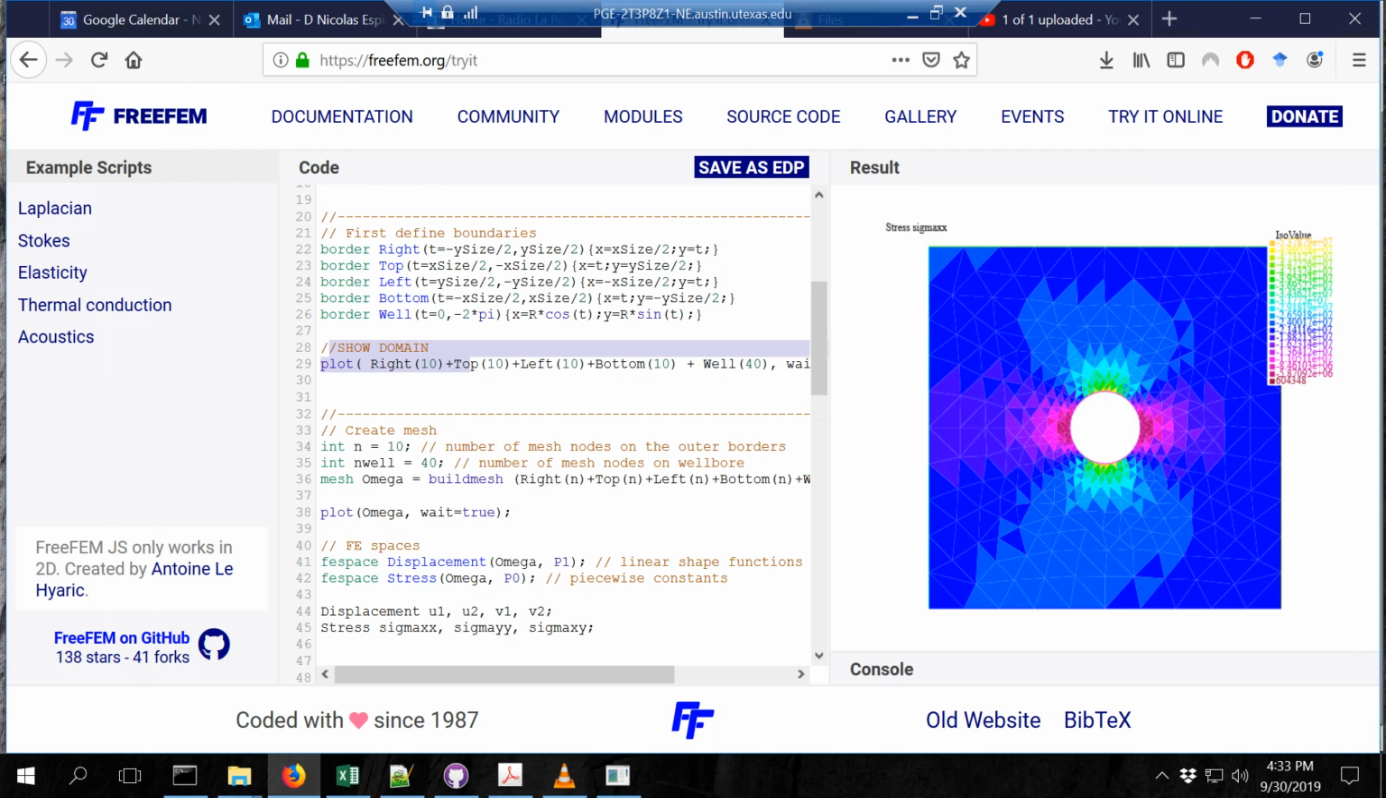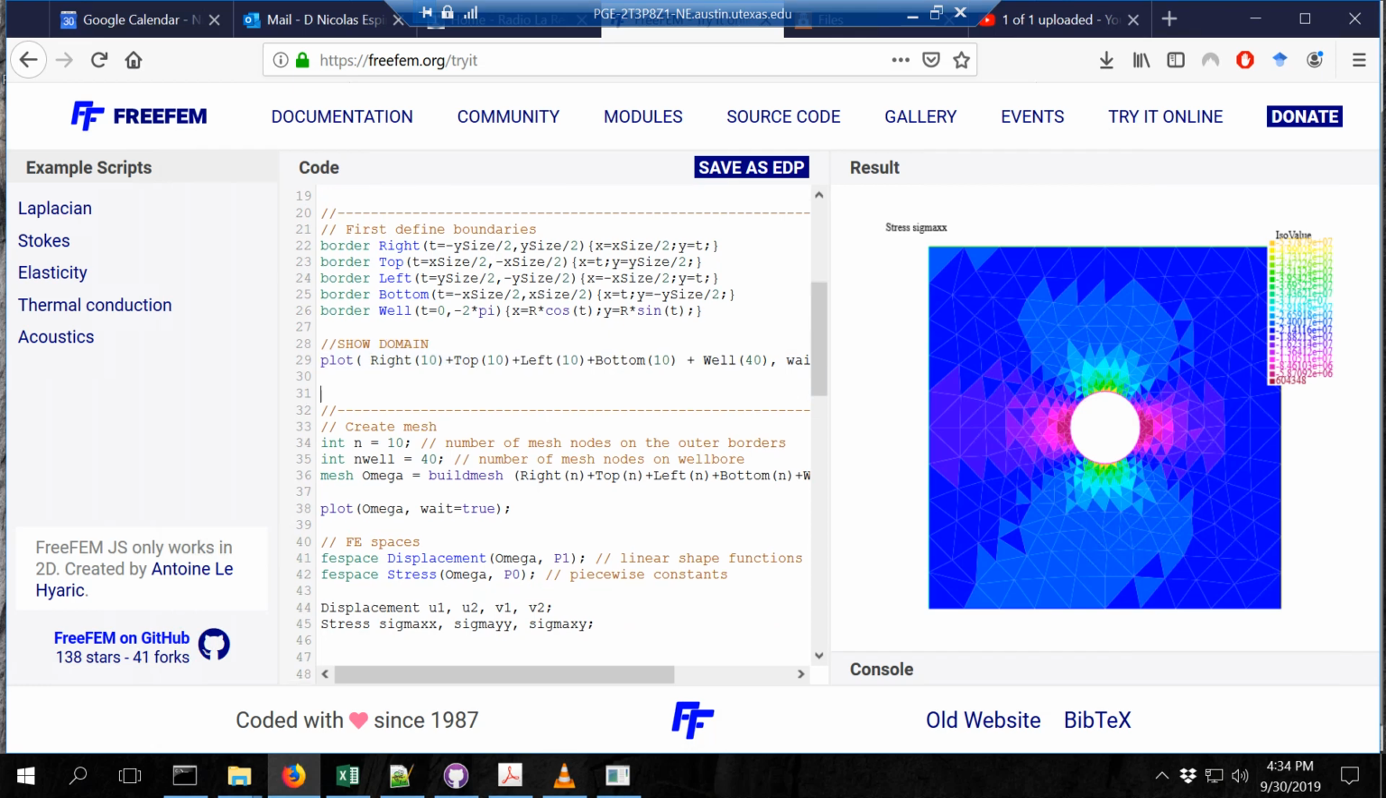The next step, now that you have a domain, is you have to create a mesh. So this is a numerical solution, and a numerical solution needs to discretize all the domain in several points in order to approximate the solution with linear interpolations between those points. That's why we need a mesh. And that mesh, as you can see over here, is going to be made up of triangles. By default, the software is going to choose triangles.